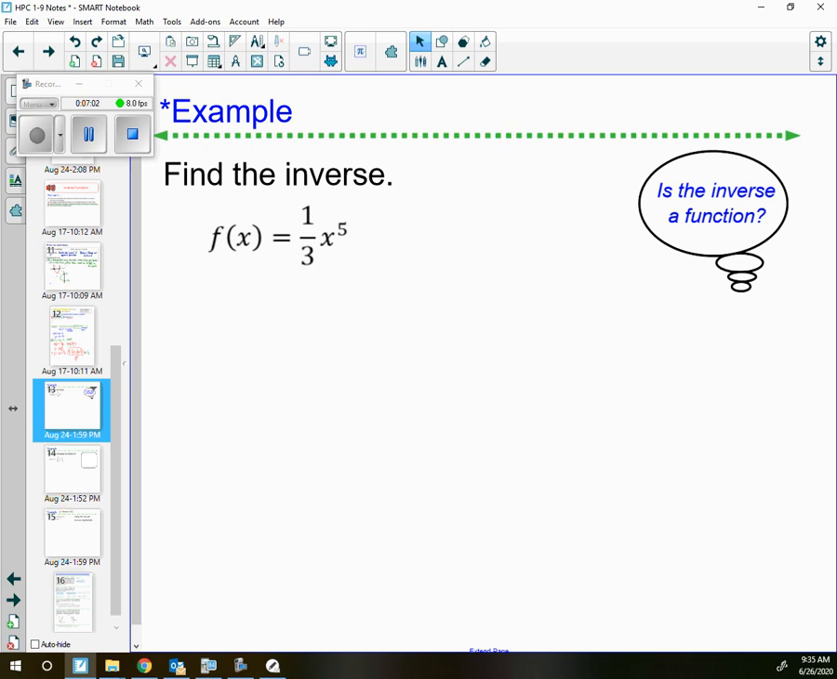All right, so let's try another one. So we're going to look at a fifth power, an odd power. It's very similar to a cubic, very similar to that, but it's to the fifth power.